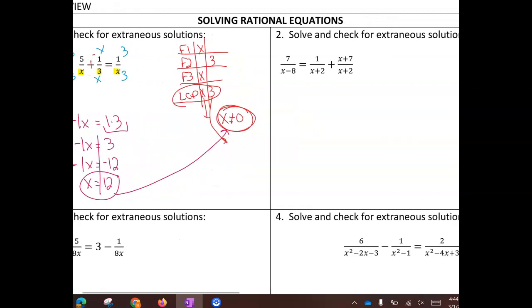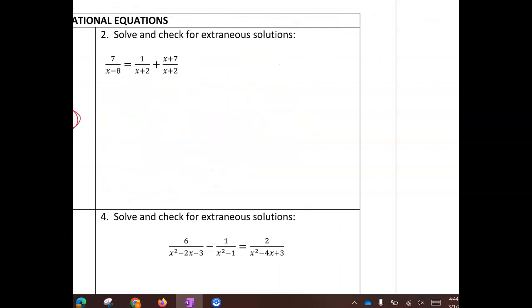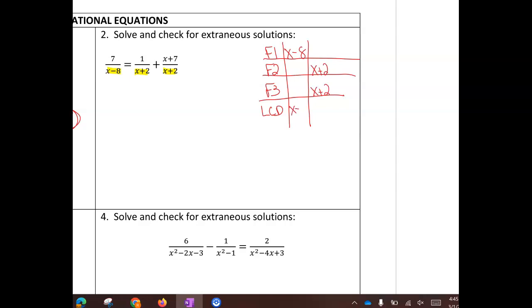Okay, let's go to number 2. I cannot factor any of these denominators. So I'm going to go ahead and find my least common denominator. And if you can see it, great. If you can't, here we go. All right, first fraction has an x minus 8. Second and third fraction have an x plus 2. So let's bring everything down, and this is what we need.